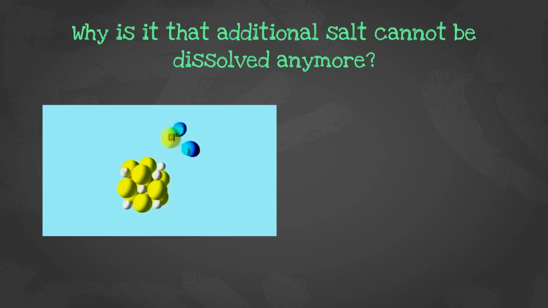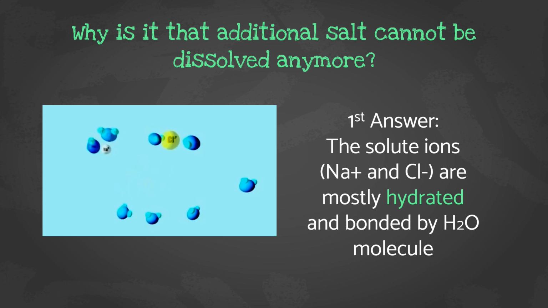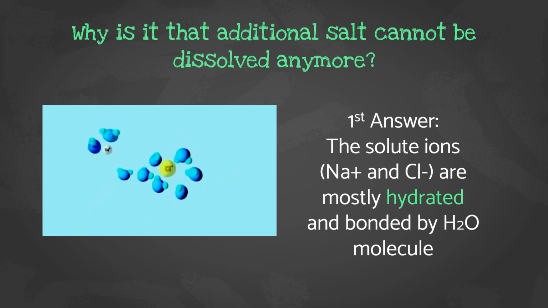The first one is that this happens when the solute ions like sodium and chloride are mostly hydrated and bonded by water molecules. Hydration happens when the solutes are mostly bonded with the water molecules present.